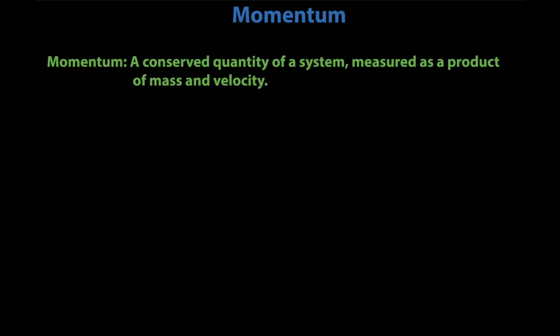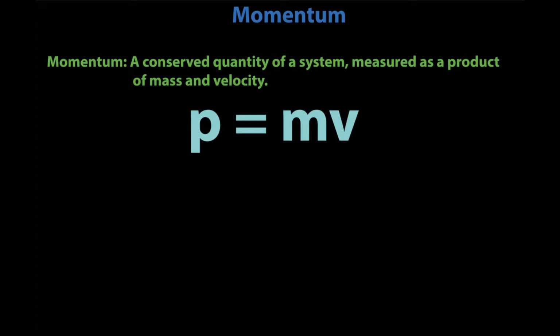So we're going to start with this as our definition for momentum: a conserved quantity of a system measured as a product of mass and velocity. This is actually going to make the math for basic momentum pretty simple. We're going to use this. Now I know P is a pretty strange symbol for momentum. It actually comes from an old Latin word called petere, which could be translated to momentum. This is the object's mass and the object's velocity. Another way to think about it is M was already taken by mass, so they had to use something else.